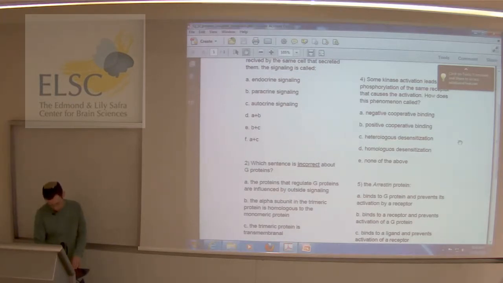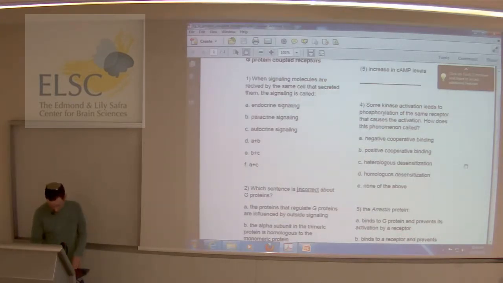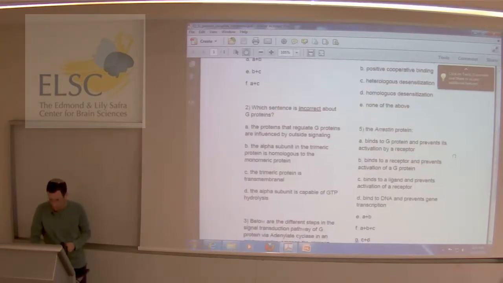So question 4, some kinase activation leads to phosphorylation of the same receptor that causes the activation. What is this phenomenon called? D, homologous desensitization. So again, the kinase phosphorylates the receptor that initiated its activation. This is when the kinase is downstream to the same component that activated it and it phosphorylates it, then we call it homologous desensitization or homologous phosphorylation.